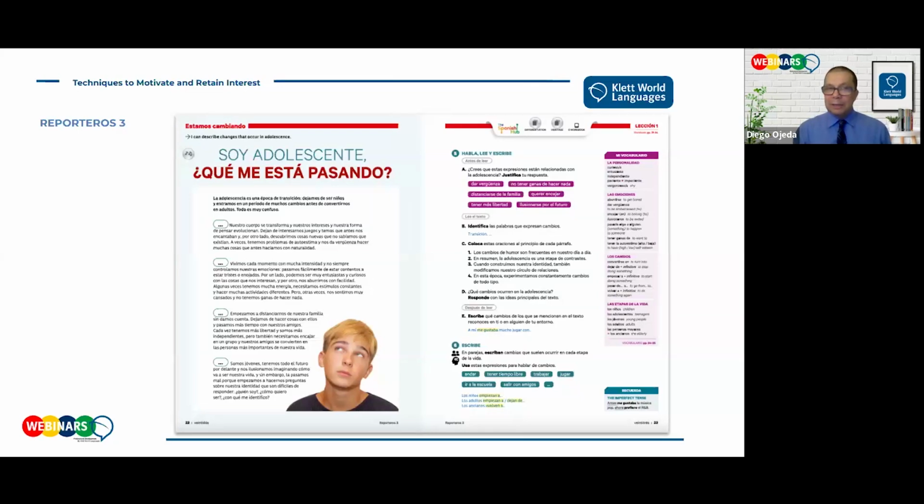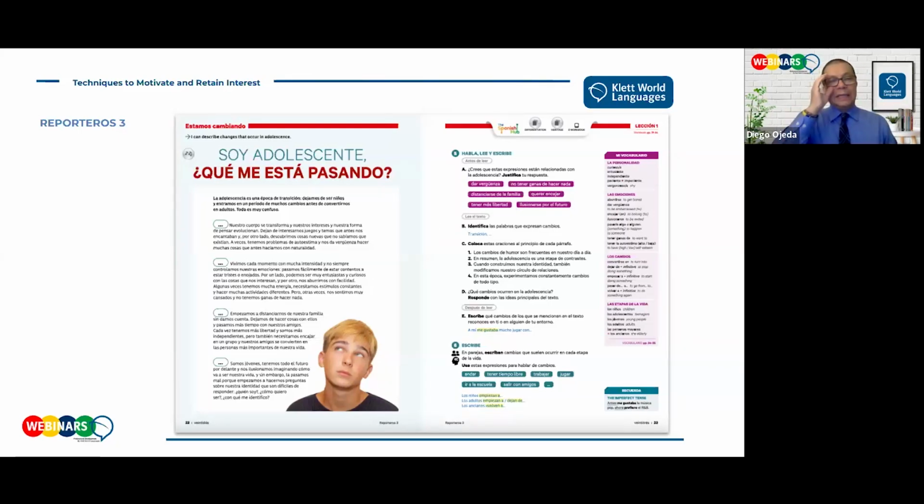What I appreciate about this reading is that it's very honest. It's not just a description of who the teenagers are. And usually you see in textbooks when they talk about teenage life, you see pictures of teenagers hanging out at the park, teenagers going to the movies, teenagers doing this, doing the other activity, and trying to show us how, well, teenagers in the Hispanic world also do these things.